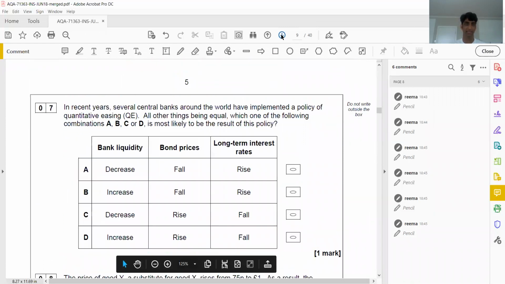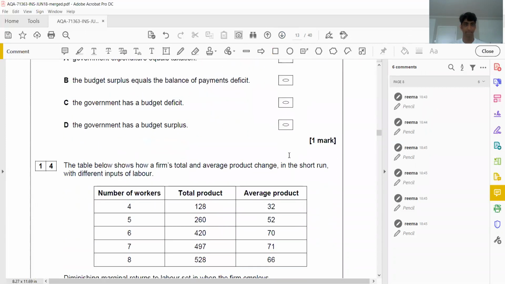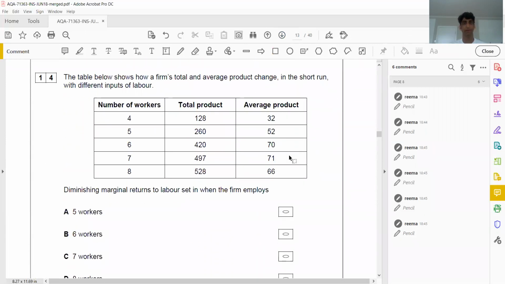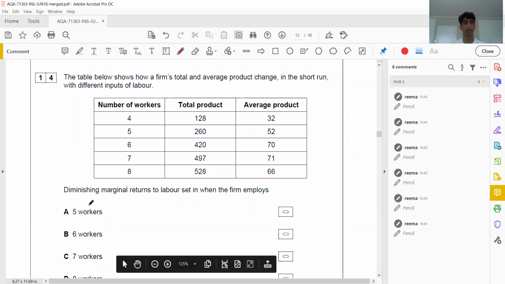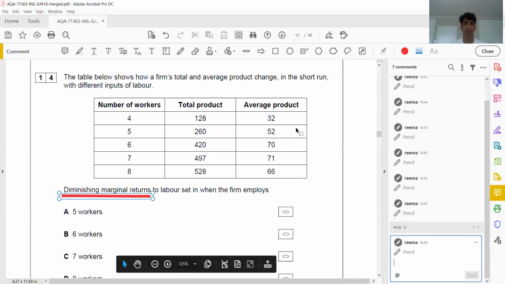Now moving on to the next question. This is question 14. This is a micro topic, and it refers to total and average product in the short run. And this is the data that you have been given, and diminishing marginal returns is what the examiner is asking for. So that's a key part of the question, diminishing marginal returns.